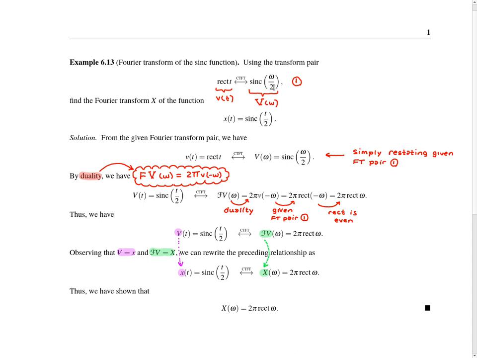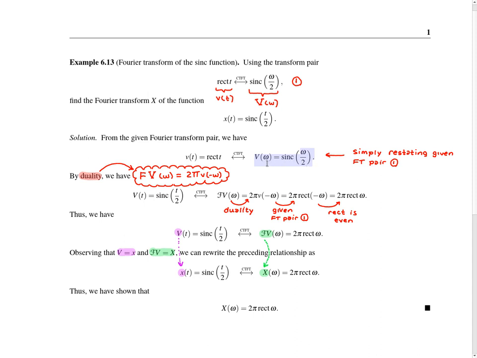So to begin with, what I'm going to do is I'm going to rewrite the Fourier transform pair that we're given, in other words this pair here, explicitly labeling the functions on each of the left and right side of the double arrow. So the function on the left side of the double arrow I'm going to call little v, so we have little v of t is equal to rect t. And then the Fourier transform of little v I'm going to denote by big V, so we have big V of omega is equal to sinc of omega over 2.